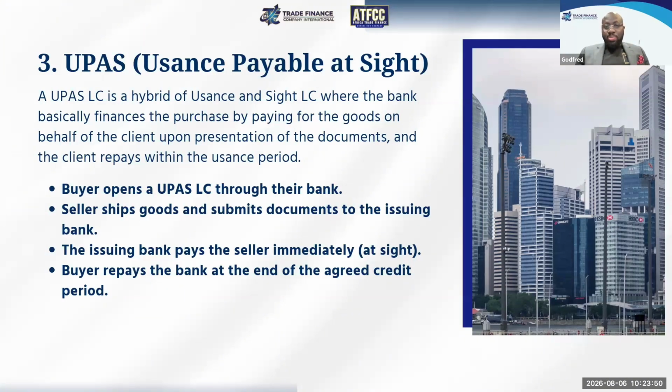So the buyer will open a UPAS letter of credit with their bank. The seller will ship the goods and submit the documents to the issuing bank. The issuing bank will then pay the seller or the supplier immediately at sight, and the buyer will then have to repay the bank at the end of the agreed credit period. So that is how a UPAS works. It's a hybrid of both the deferred and sight letters of credit. Let's move on to the next slide.